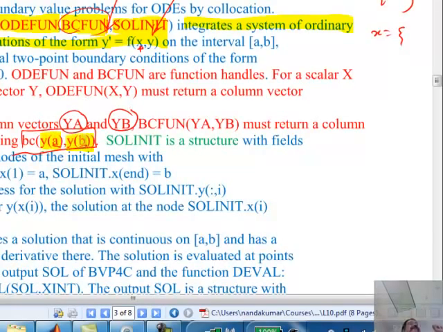When x is 0.1, what are the function values? When x equals 0.2, what are the function values? Because it needs to drive all those functions to zero. Okay? So I just need a placeholder, and that is how MATLAB BVP4C is written. Okay, so I need to conform to that.